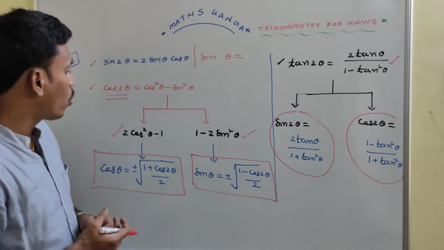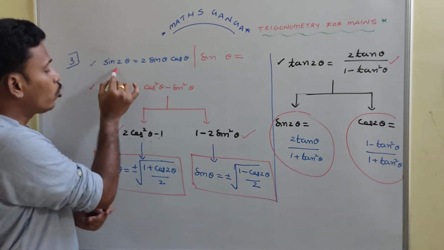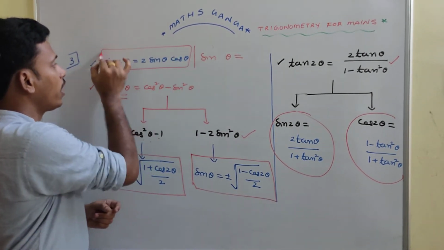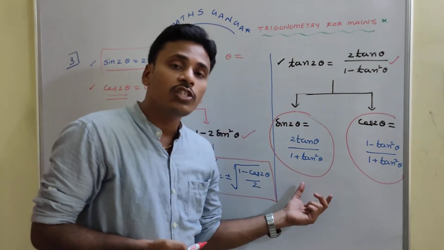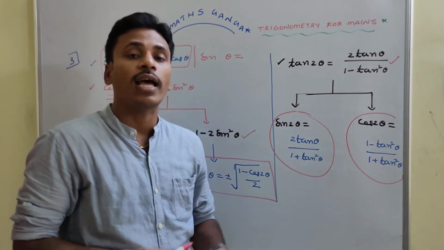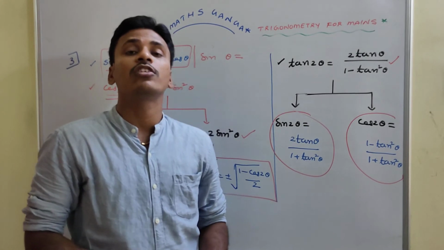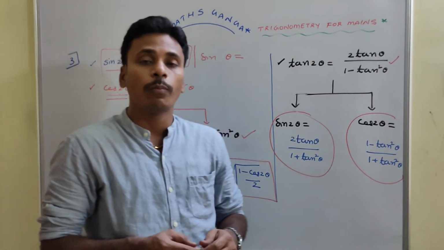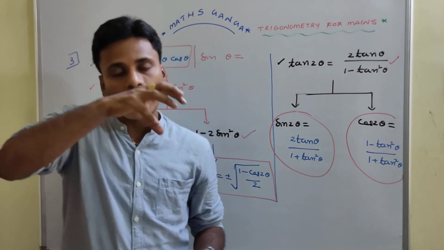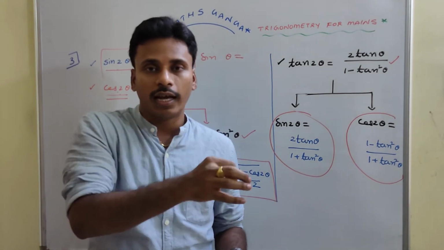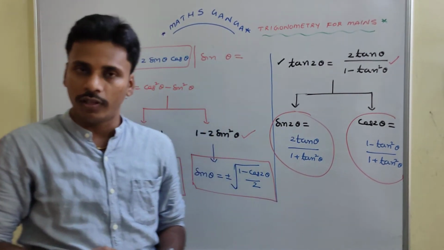See, and have a look once again. Sin 2 theta is 2 sin theta cos theta is one formula. Sin 2 theta is 2 tan theta by 1 plus tan square theta is another formula. According to the situation, according to the demand of the problem, you need to select the required formula. You need to select the correct formula to simplify the problem, right?